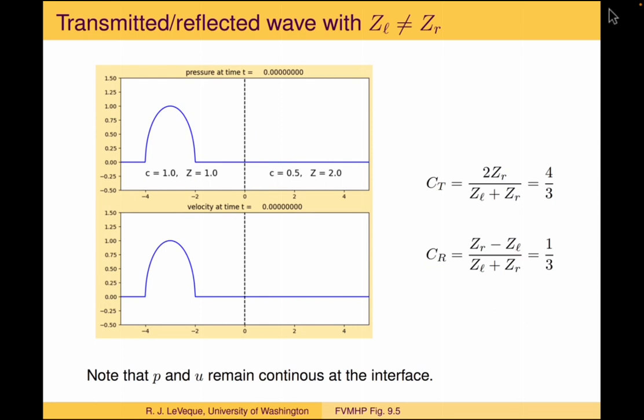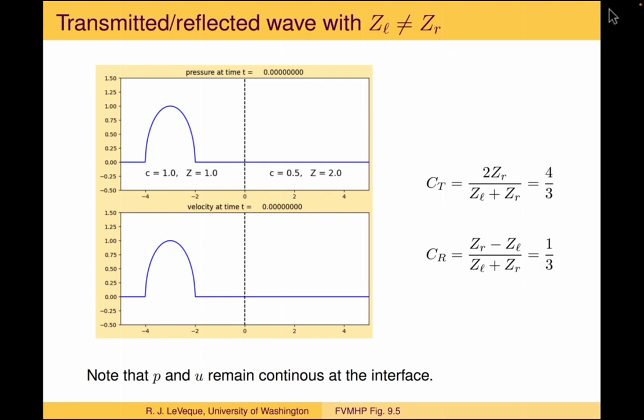By contrast, here's a case where the impedance is different on the two sides. Again, it's the same jump in the speed of sound from 1 to 1/2, but choosing material parameters so that Z goes from 1 to 2 as we go from one material to the other. And now we do expect that there'll be a transmitted wave, and the transmission coefficient is 4/3 in this case, and a reflected wave with coefficient 1/3.